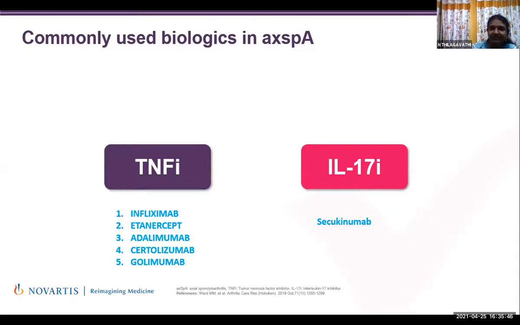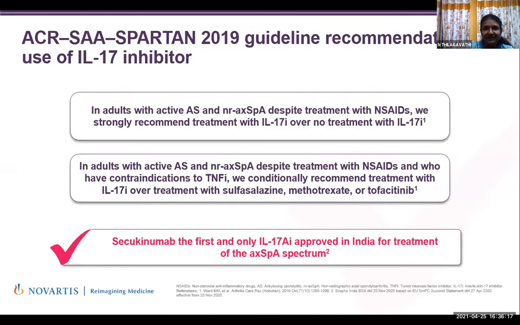One is the TNF alpha blockers. The other is interleukin 17A inhibitors. Both are recommended for non-radiographic axial spondyloarthritis as well as ankylosing spondylitis. For the TNF alpha blockers, apart from certolizumab, we have other drugs available in India, and the interleukin 17 inhibitor is secukinumab, which has been recently approved for non-radiographic axial spondyloarthritis.